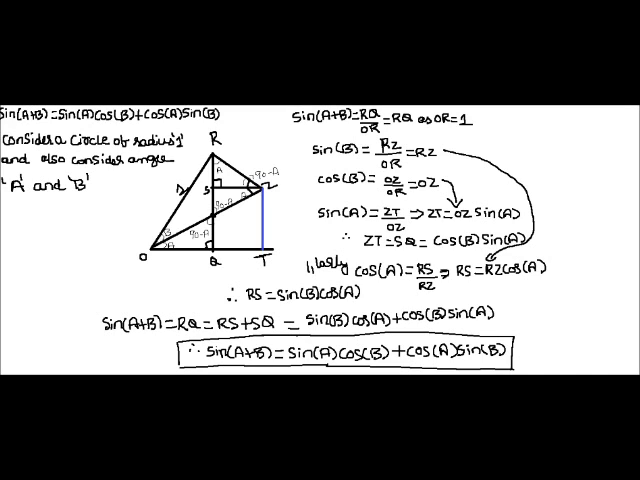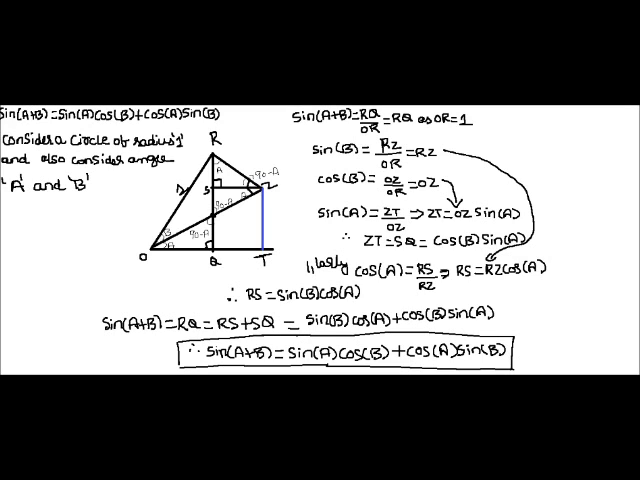Similarly, cos A is defined as RS by RZ. Therefore RS is RZ cos A, but again we derived RZ as sin B. So RS is sin B cos A. Now sin A plus B, which is nothing but RQ, is the sum of two lines RS plus SQ. Putting RS and SQ together, it's sin B cos A plus cos B sin A. Rearranging the terms, sin A plus B is sin A cos B plus cos A sin B.